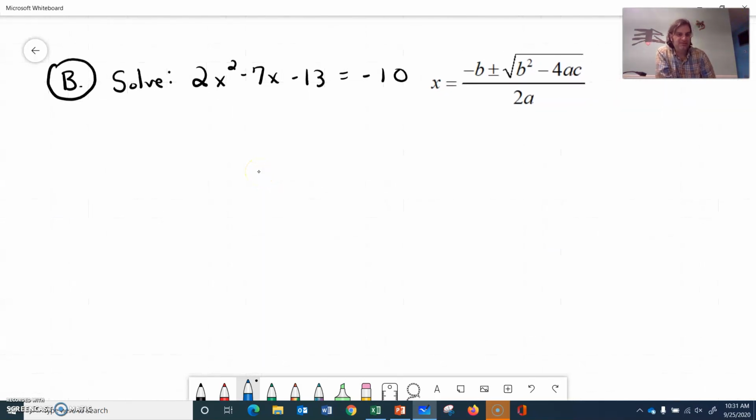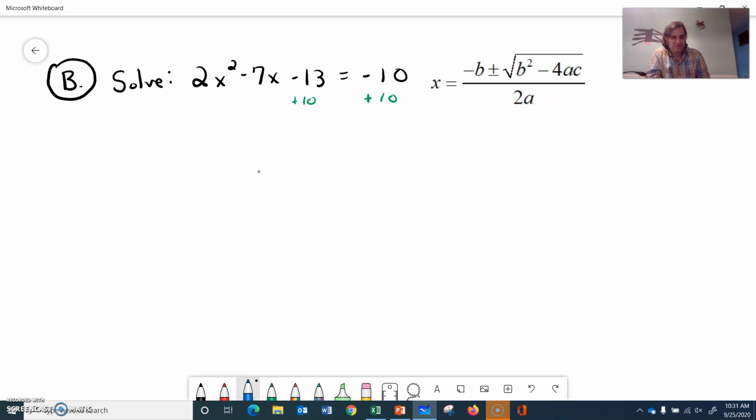So, second example B, practice problem. 2x squared minus 7x minus 13 equals negative 10. Once again, we need to come back in here and add this 10 to both sides so that it's going to be equal to 0.